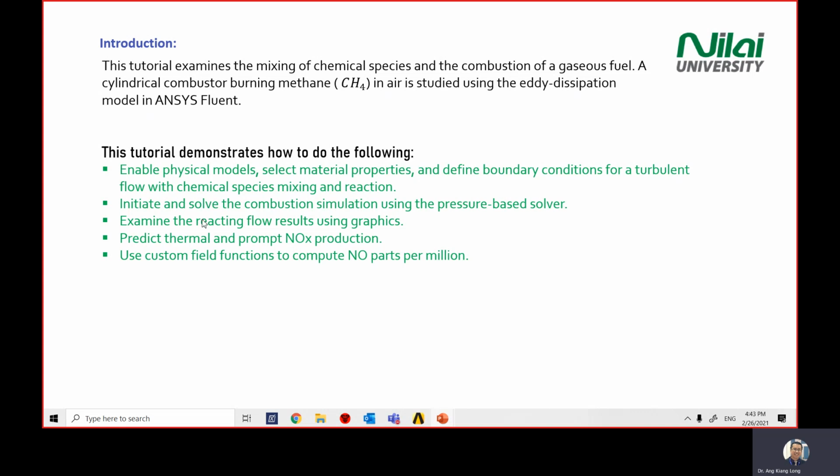And then we will check the reaction of the flow in graphic form, and then we're going to predict the thermal and prompt NOx production in this combustion process, and then we're going to compute the NO parts per million in our results. So this basically is a combination of a chemical process and also an application in combustion.